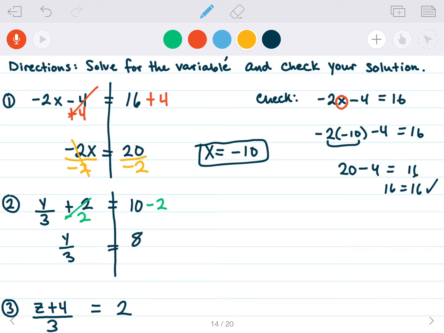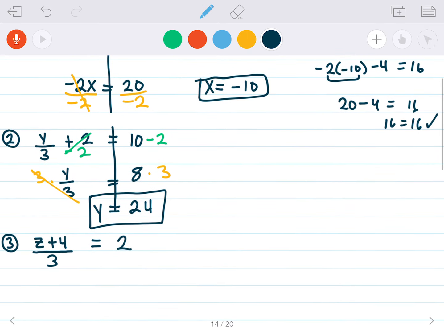And what I need to do with this next step is look to the side of the variable and say, how do I get rid of division by 3? I need to do the opposite of division by 3, which is multiplication by 3 on both sides. So that clears to 1. So I'm just left with y is equal to 8 times 3, which is 24. So that's my solution. You guys should check this. I'm not going to check this one, but you should check it to make sure it works out.